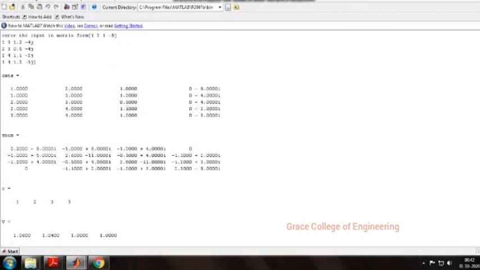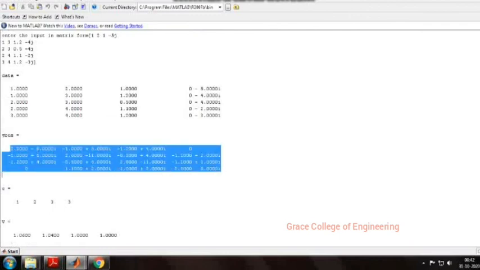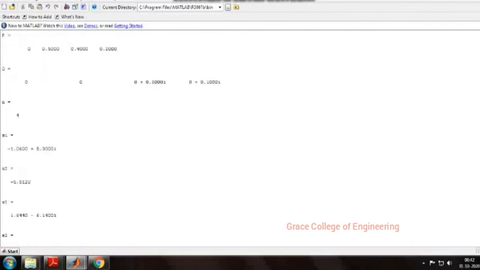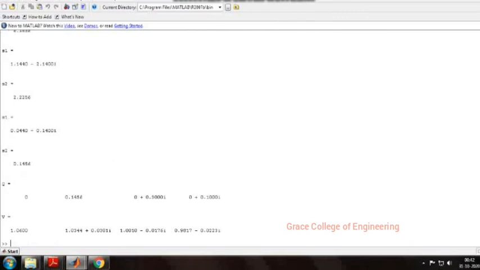We have obtained the value of Y bus, and we can obtain the new voltage values by using the formulas.